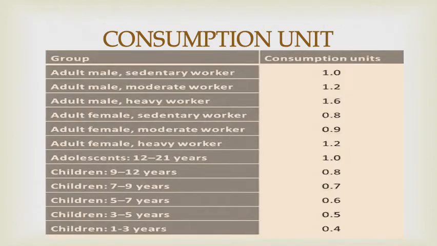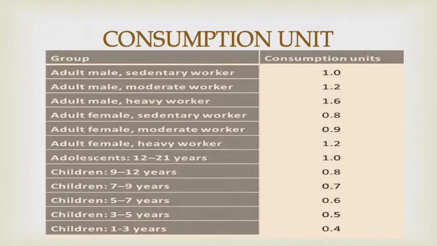Consumption unit. Here you can see a table which shows you the different consumption unit for different groups. Like the adult male, where his work is of a sedentary worker, is 1 consumption unit. Adult male with moderate work has 1.2. Adult male with heavy work has 1.6. Adult female who is a sedentary worker is 0.8. Adult female with a moderate work is 0.9. Adult female with a heavy work is 1.2.